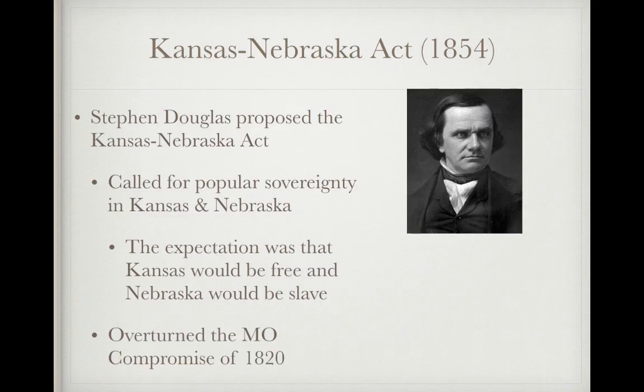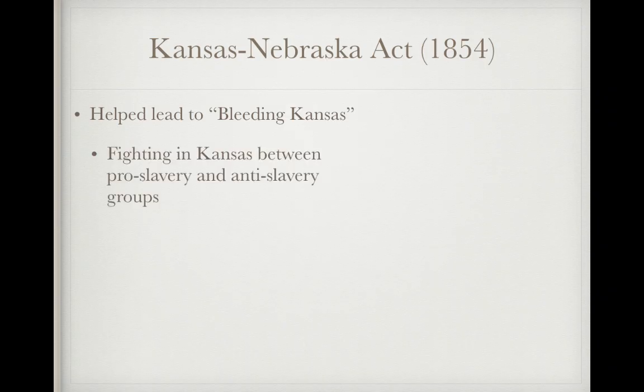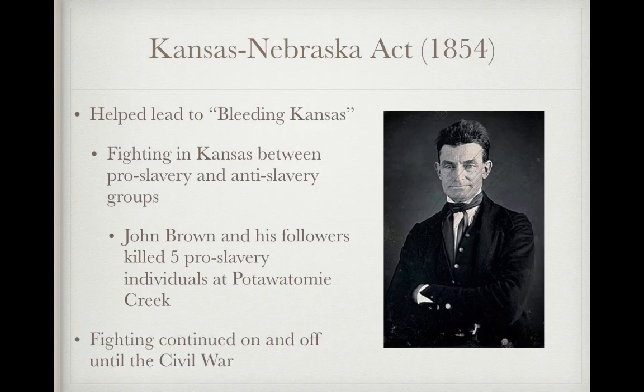And this will overturn the Missouri Compromise of 1820. Again, because both of those states should have been free according to the Missouri Compromise. This is going to lead to what's known as bleeding Kansas or fighting in Kansas, because a bunch of people go to Kansas to vote to try to turn it free. And fighting in Kansas between pro-slavery and anti-slavery groups will occur and really last throughout the rest of the 1850s. You have John Brown, who makes his first appearance, and he and his followers will kill 5 pro-slavery individuals at Potawatomi Creek, and fighting continued on and off until the Civil War. So this attempt to settle the issue of slavery in the territories did not succeed.